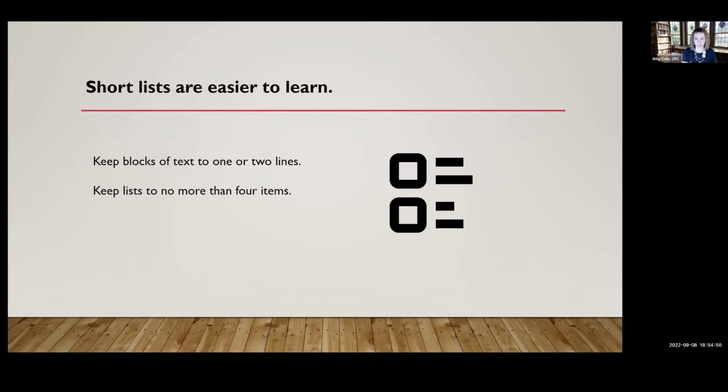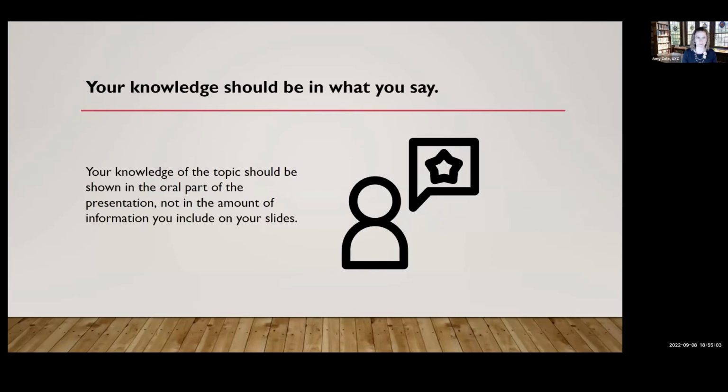People aren't going to mind if you click to another slide. They don't actually know. They're not counting how many slides you have. So it's okay to break things up. I think there's like 30 slides in this presentation, but I don't have a bunch of information on each one of them. Ideally, the knowledge that you give in a presentation is going to be in what you say and your experience. So it's going to be in the oral part of your presentation, not in the amount of information you're cramming onto the slide. It's a really hard habit to break.